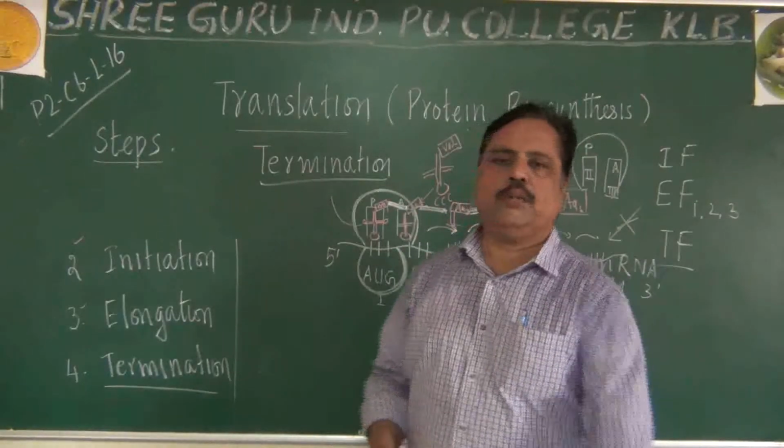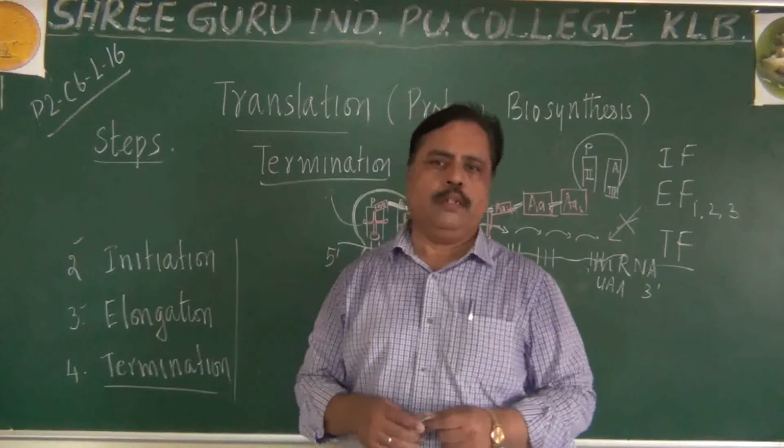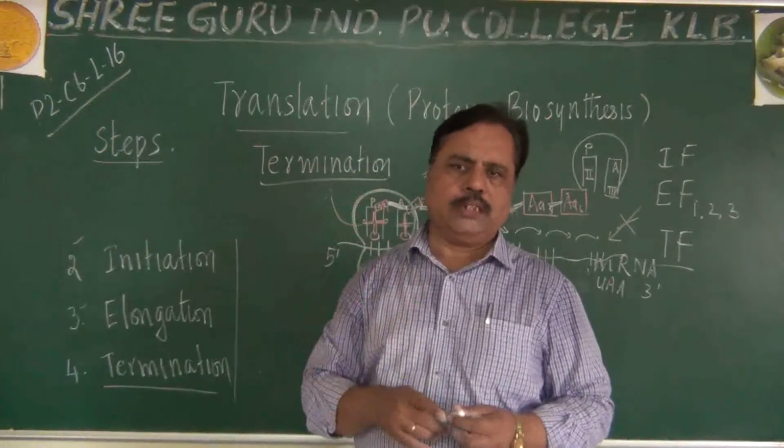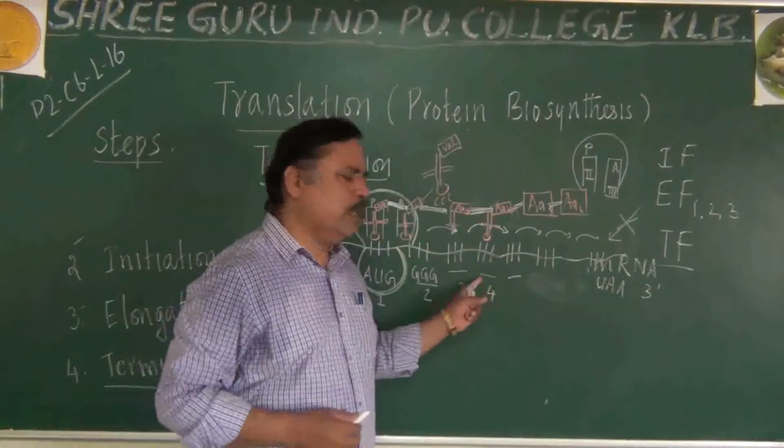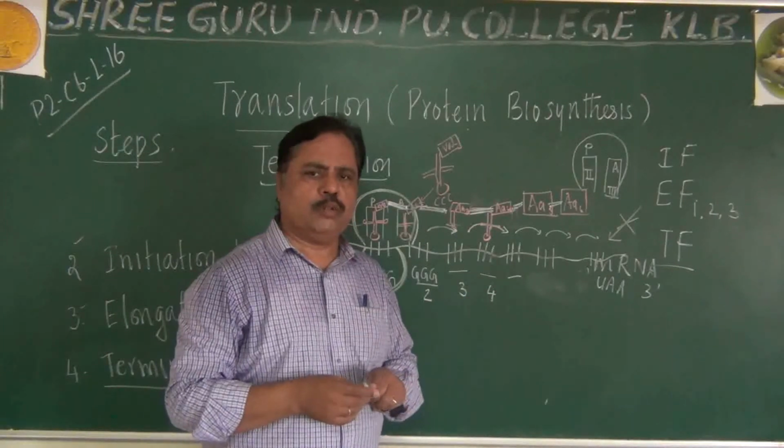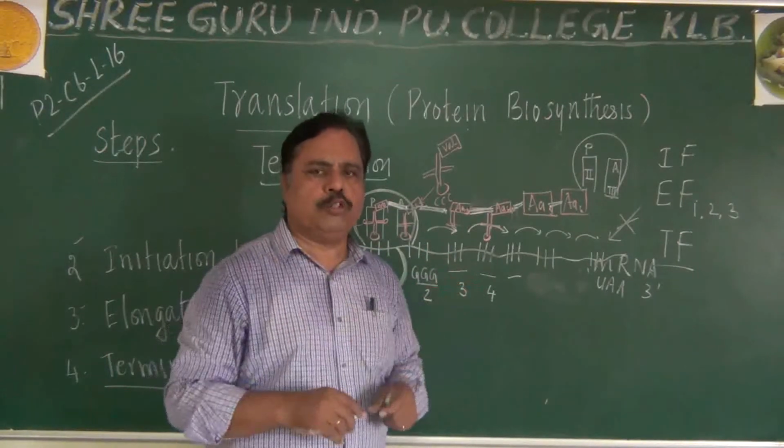The process of translation could be asked as a 5-mark question. You have to write these 4 steps simply. One diagram you can draw, which is given in your textbook also. They have taken 2 ribosomes like that.